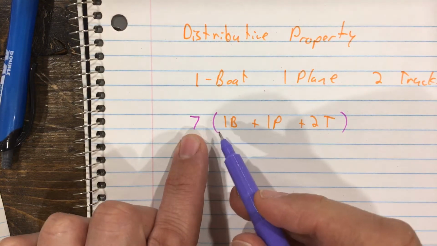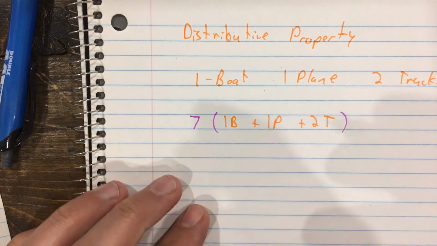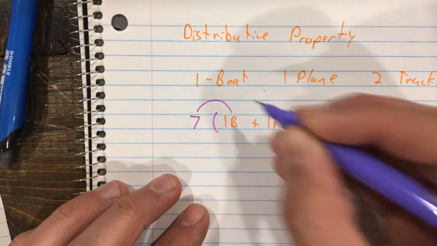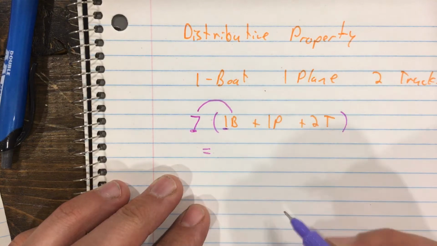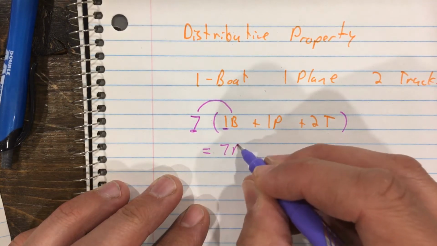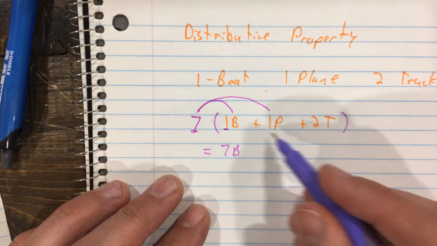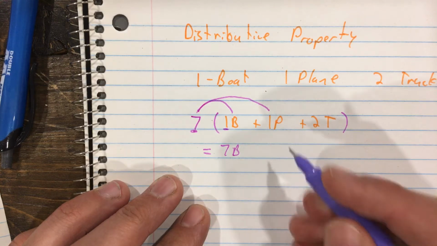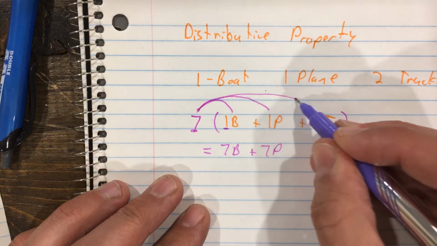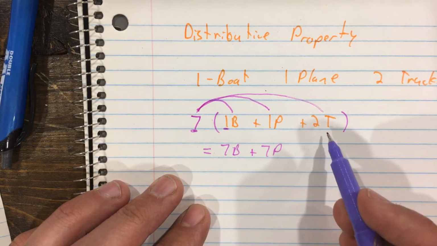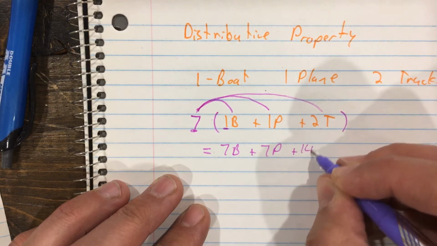Well, when I have a number outside of the bracket, it needs to be multiplied in to each number in the bracket. Okay? So first, I have 7 times 1b, and we multiply the coefficients. 7 times 1 means that there's now 7 boats in Blenheim. 7 times 1p. 7 times 1, 7 planes in Blenheim. And 7 times 2 trucks. Well, 7 times 2 trucks would be 14 trucks.